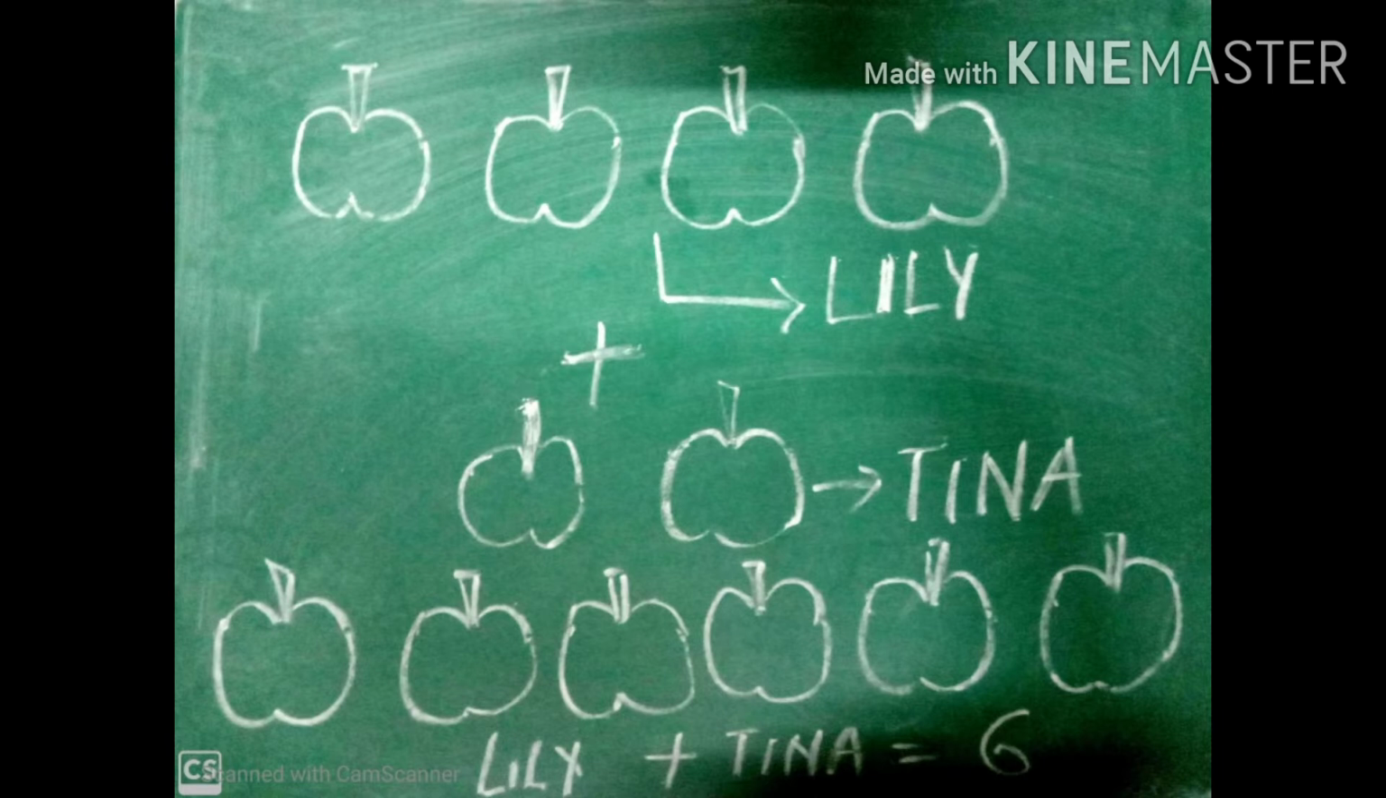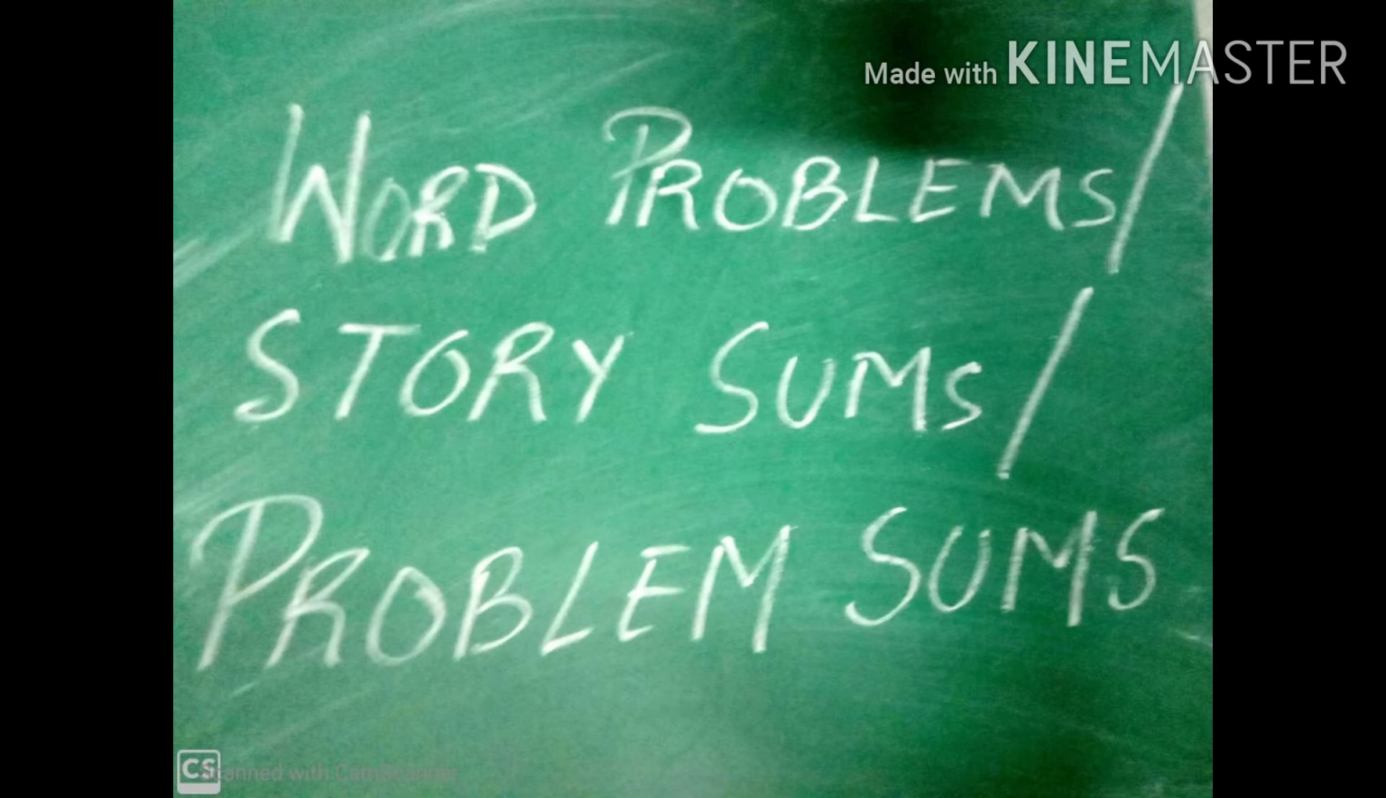1, 2, 3, 4, 5, 6. So if we add Lily's apple and Tina's apple, we get 6 apples together. Okay, so now we will start how to write the statement. Before starting it, we should remember something.